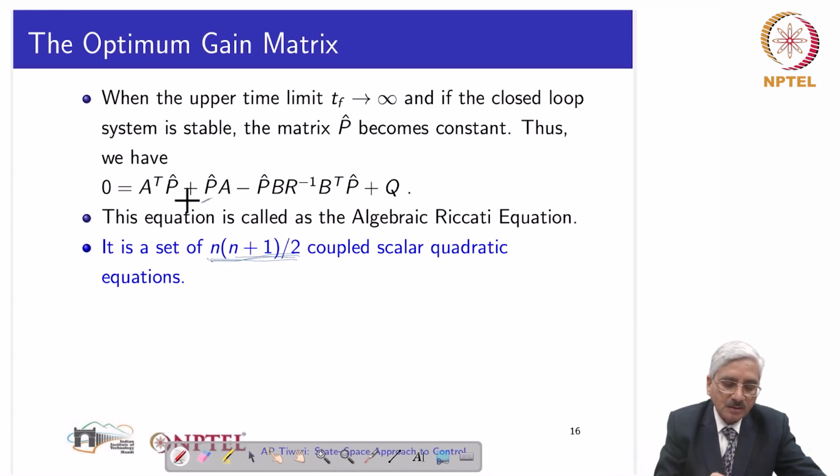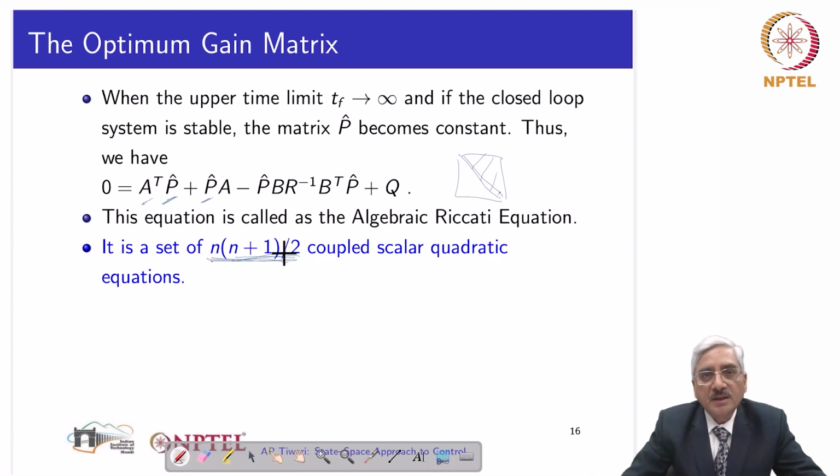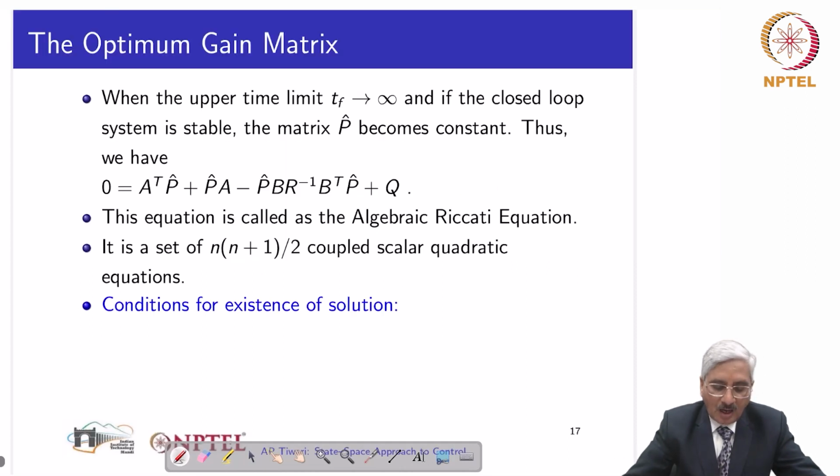Because this P is a symmetric matrix. Only because of the symmetry, only half of the matrix is to be considered for equations. So we have n into n plus 1 by 2 equations and not n square equations. And these equations can be solved.